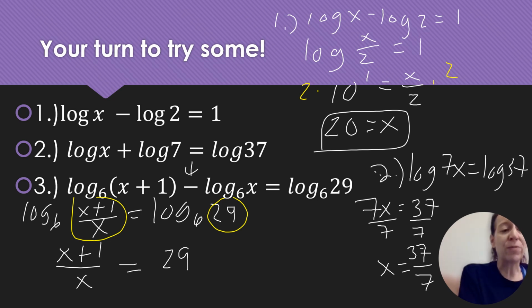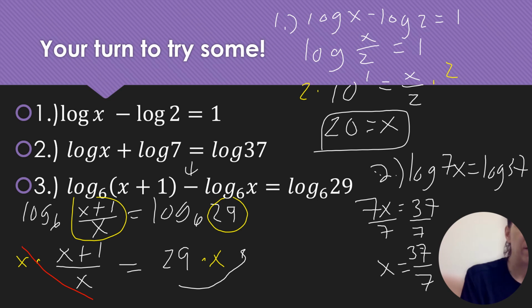Now remember that a fraction bar is just division. So I can undo this fraction bar here by multiplying. Now think, what was I dividing by? I was dividing by x. So how would I undo that? Well, I would multiply by x. And on the left, if I divide by x and I multiply by x, those cancel each other out, and I will be left with x plus 1 on the left equals 29x on the right.